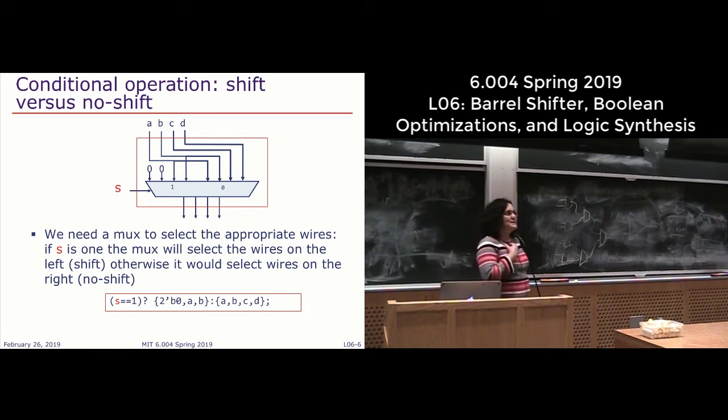So how would I express this in Bluespec? What I would say is, if S is equal to 1, then what I'm passing to the output is a 0 expressed as a 2-bit binary, so 0, 0, followed by A, followed by B. And if I don't take the shift, then I just take my original inputs, which are A, B, C, and D. Any questions about that?